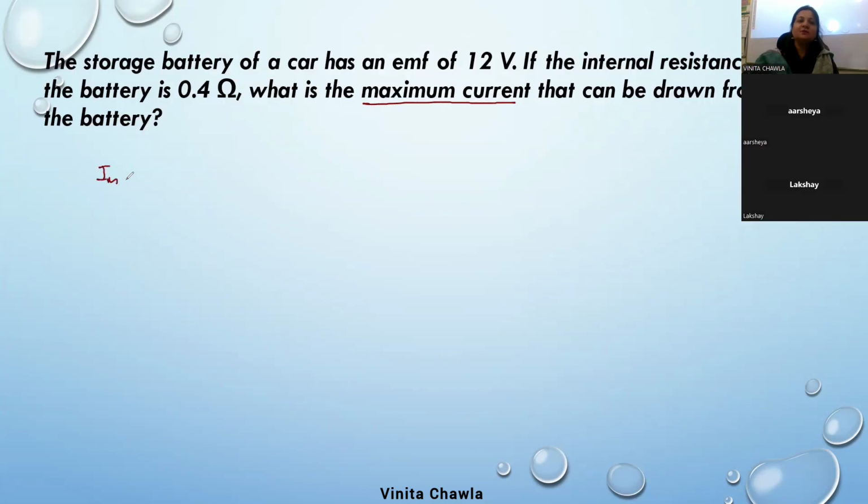Formula for finding maximum current is E by R. Yes, E is given, it's 12 volt. Internal resistance is 0.4. Answer is 30 ampere.